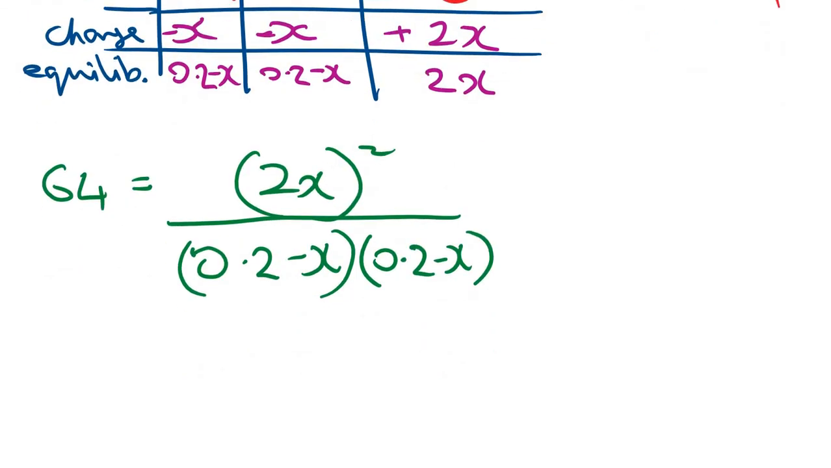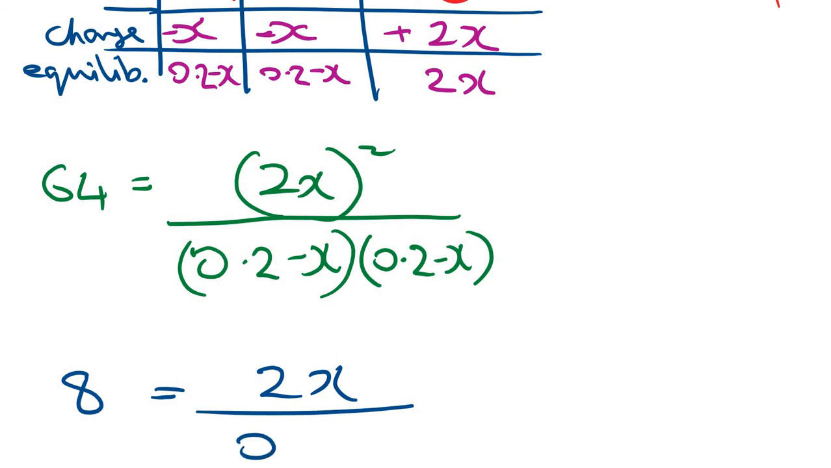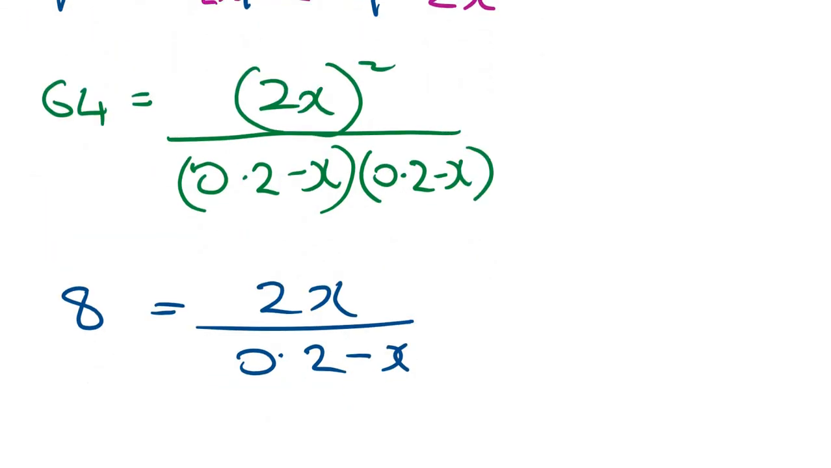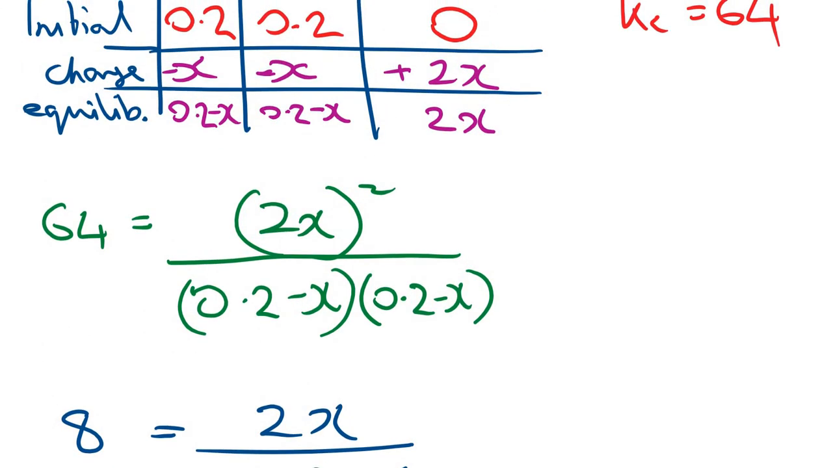We know that the square root of the left hand side is just 8, and the square root of the right hand side is just going to be 2x all over 0.2 minus x. And if I expand out both sides, I can solve for x, and x turns out to be 0.16 mole per decimeter cubed, because these values here were concentrations.